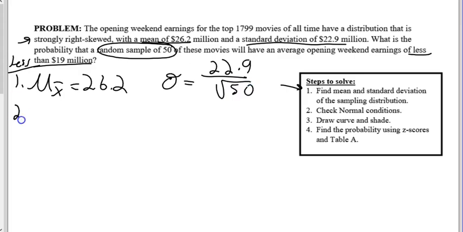Boom, done. Step two, check normal conditions. Is it random? Well, it says, up there somewhere, the word was random. Oh, there it is. Random sample. Boom. Random. Check. Random was given to us. Now, is it normal?